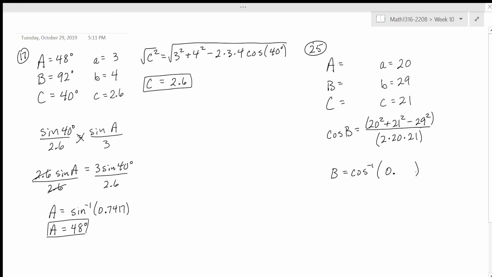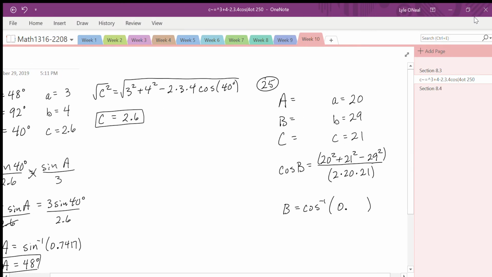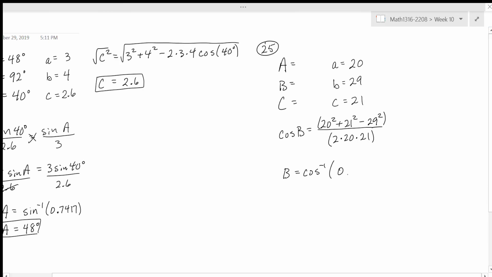Anybody got it? What is it? 0. Anybody get 0? No kidding? Okay, fine. Hang on a second. Okay, well, fine. What is the inverse cosine of 0? What kind of triangle is this? That's a right triangle.